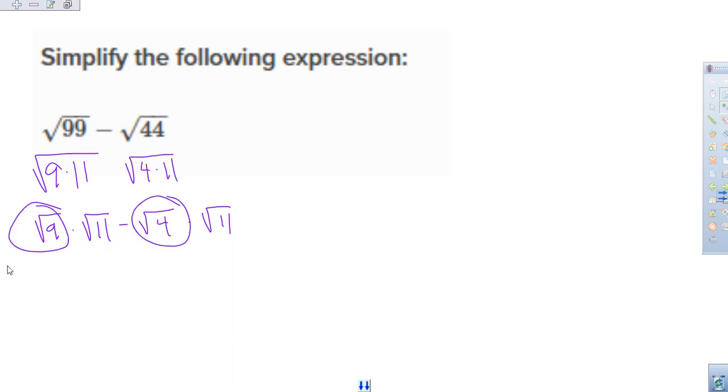So I can rewrite them as 3 root 11, right? Because the square root of 9 is 3. And minus 2 root 11. Okay? So I can rewrite this as 1 root 11. Right? Or just root 11.